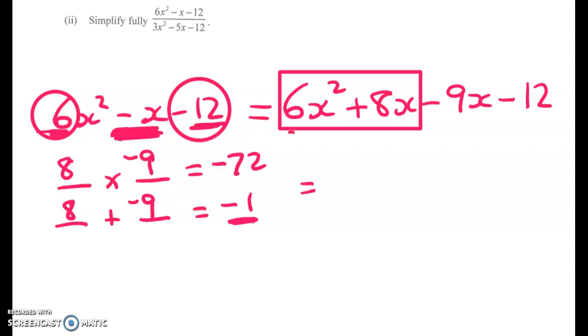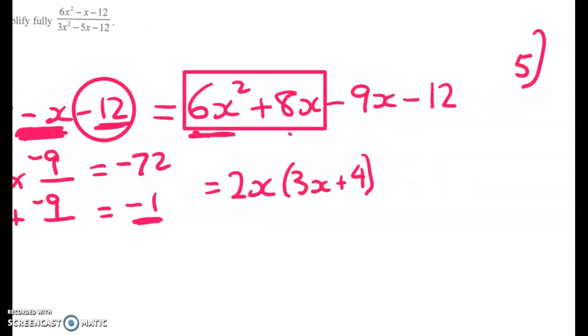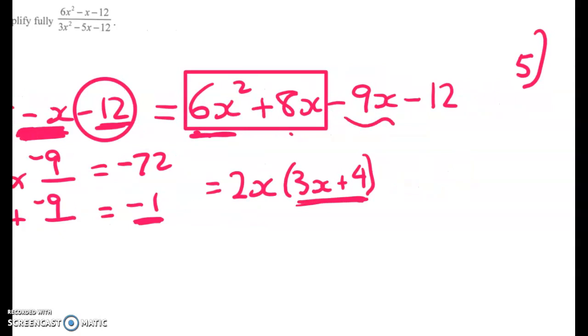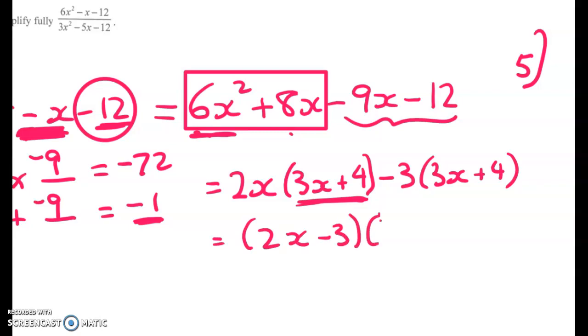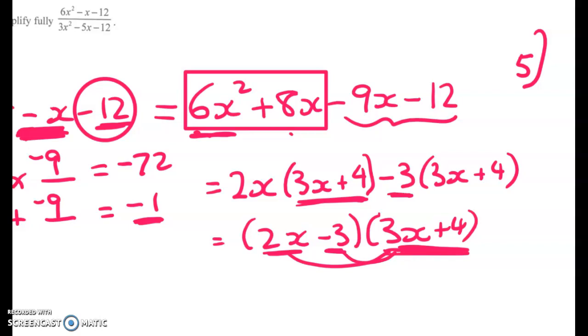So the common factor here will be 2x. So 2x times 3x gets me 6x squared, plus 4 here. And I'm hoping that this will come up as a common factor in here, and it does, because I have minus 3 times 3x plus 4. So that means that we can factorise that quadratic as follows. We've got 2x times 3x plus 4, minus 3 times 3x plus 4. And that's going to be my numerator quadratic.